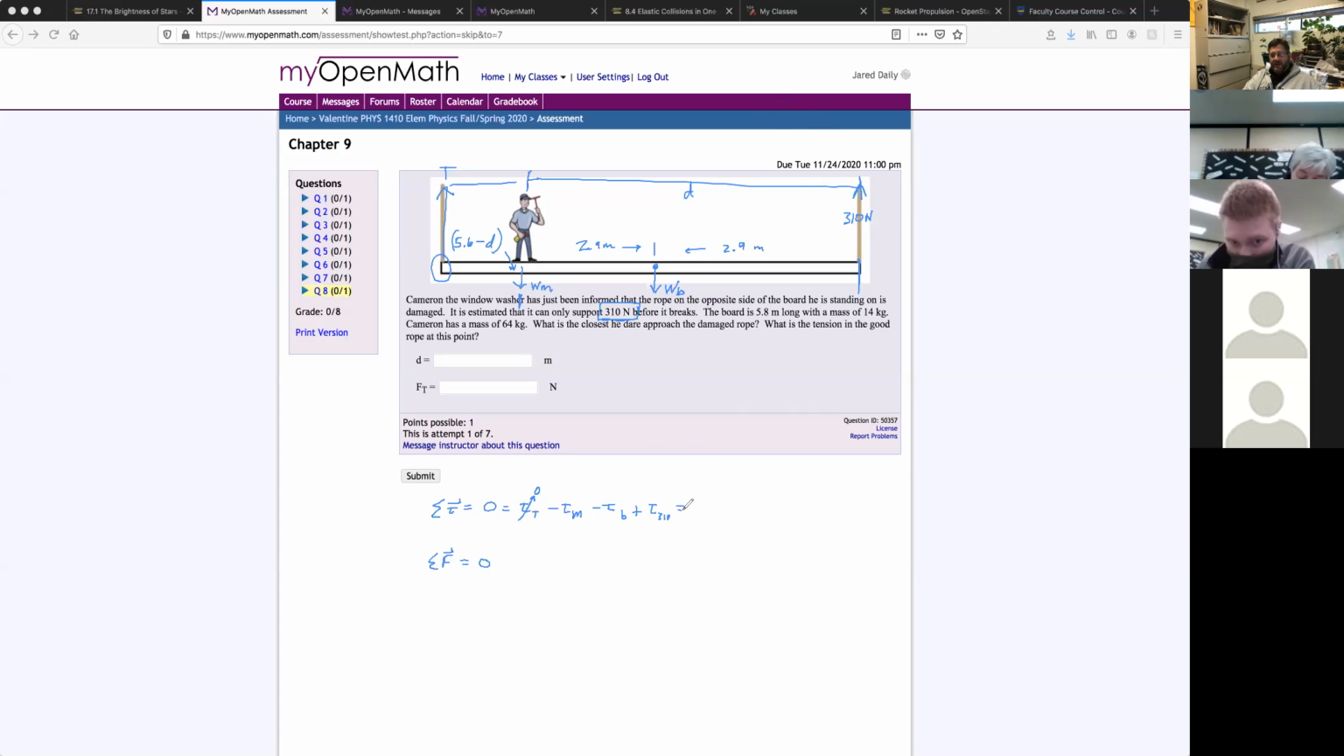So when we calculate these torques, again, we're in a nice situation because there are all these 90-degree angles between our distance, which is all along the board, and our forces, which are 90 degrees to the board. So we don't have to worry about the signs of the angles or anything. And we get the torque of the man, so it's minus the torque of the man, which is the distance to where the man is, which is 5.6 minus d.